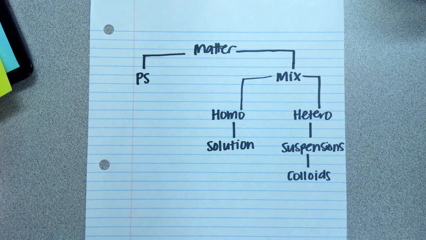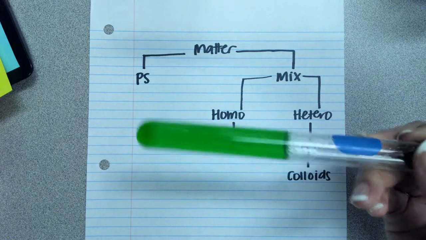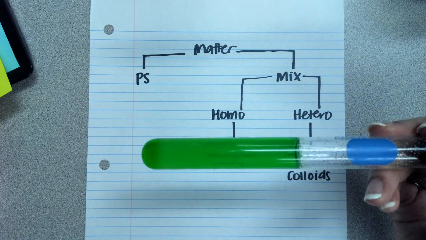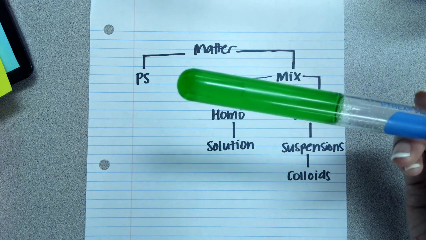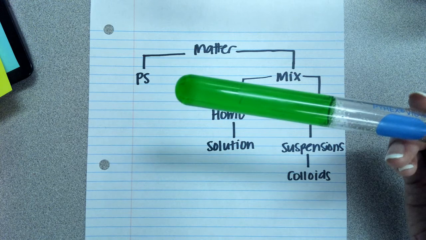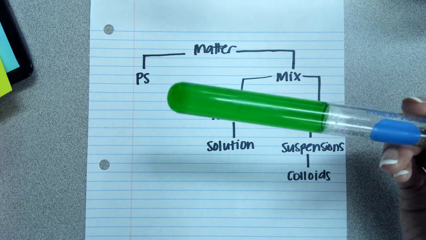All right, and then our last one is a colloid. And so a colloid is also a type of heterogeneous mixture. However, these particles, although not uniform, are so small that it appears to be homogeneous, but is not homogeneous. So an example of that would be something like Jello. So in this test tube, I have some Jello right here. And so these particles are not as large as suspensions, but they're also not as small as solutions. So they're just right in between solutions and suspensions.